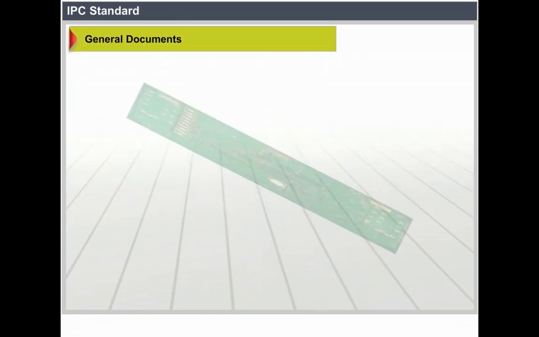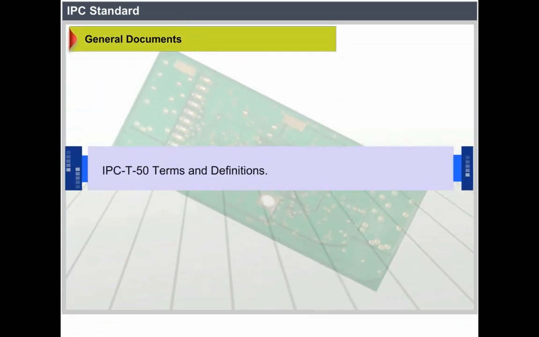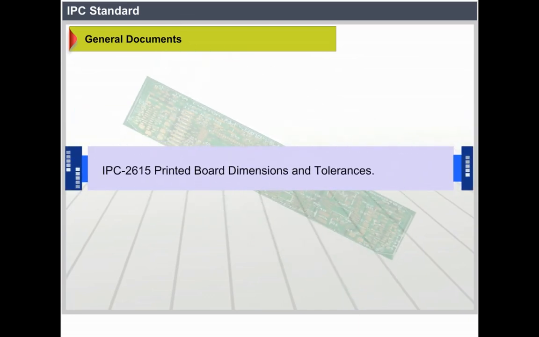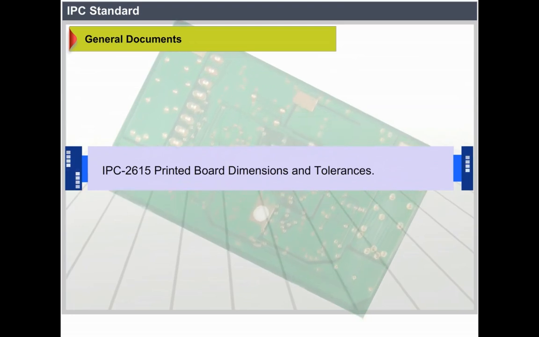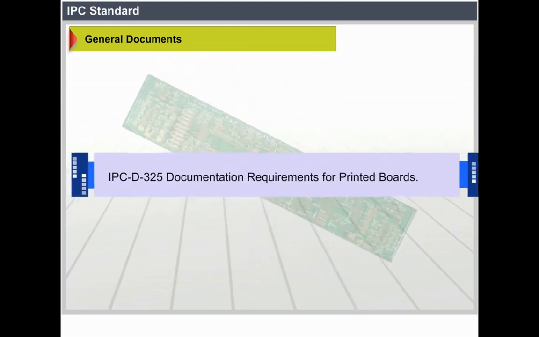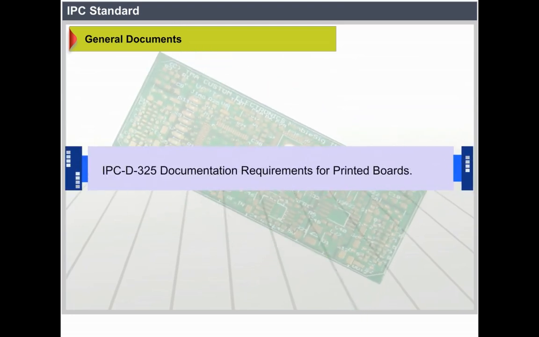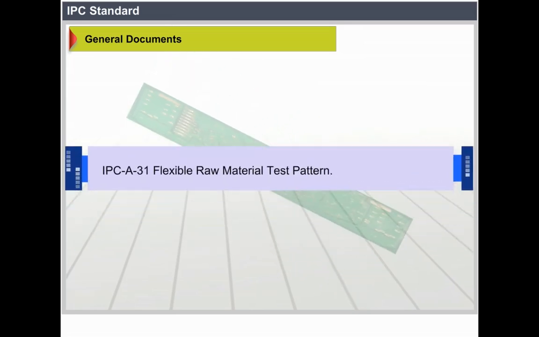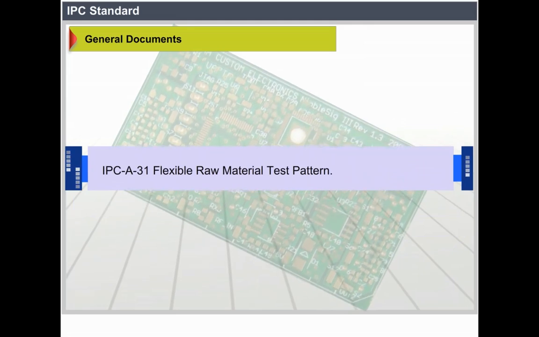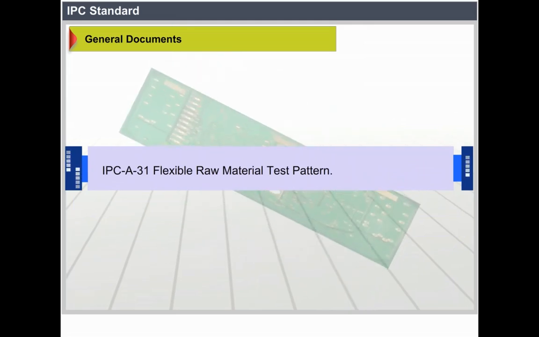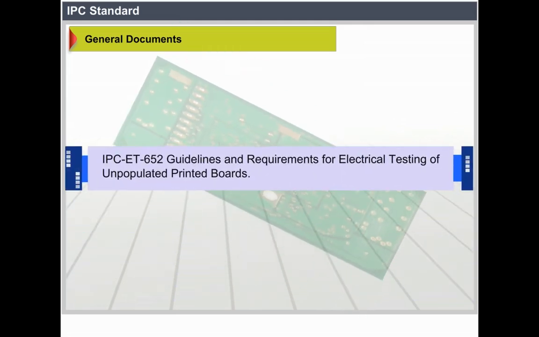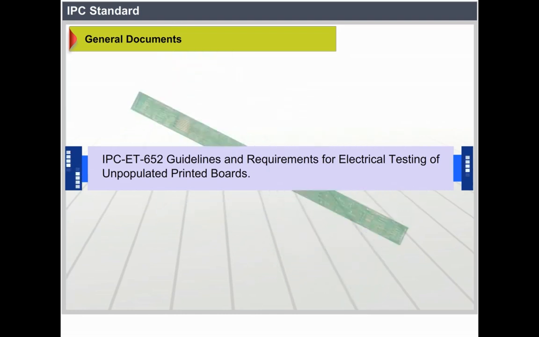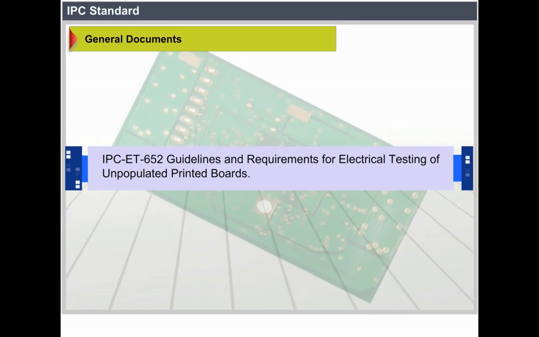General documents. IPC T50 Terms and Definitions. IPC 2615 Printed Boards Dimensions and Tolerances. IPC D325 Documentation Requirements for Printed Boards. IPC A31 Flexible Raw Material Test Pattern. IPC ET 652 Guidelines and Requirements for Electrical Testing of Unpopulated Printed Boards.